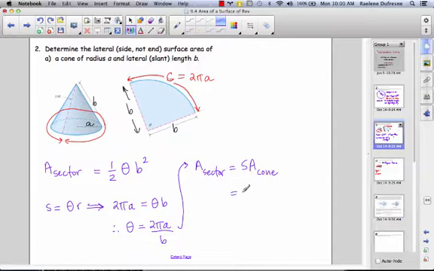is going to equal 1/2 theta, which is 2 pi a divided by b, where a is the radius of the cone and b is the slant length, multiplied by b squared. So we're just taking theta and substituting it in here for the area of the sector. We can reduce, and we are left with the surface area of the cone is pi a b, where a is the radius of the cone and b is the slant length.